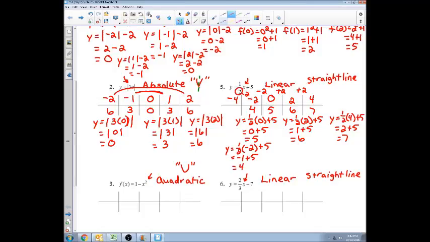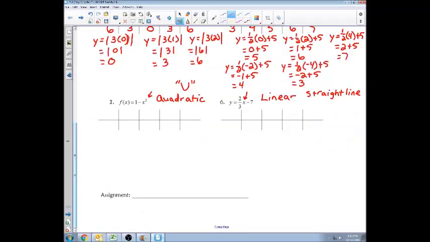But hopefully you've noticed a pattern. My y's are moving by 1, right? Let's see if that holds true here. 1 over 2 times -4 plus 5 would get me -2 plus 5, which equals 3. Would moving up by 1 every time that my x's move up by 2 get me a straight line? Yes, it will. So that makes sense with our linear graph, knowing that it's supposed to be a straight line. All right? Let's go down to number 3 here.